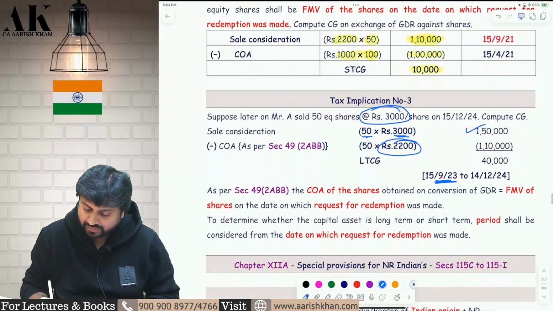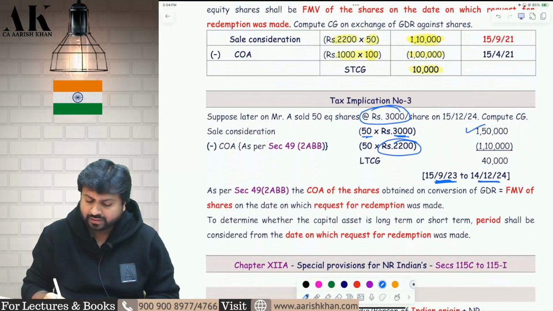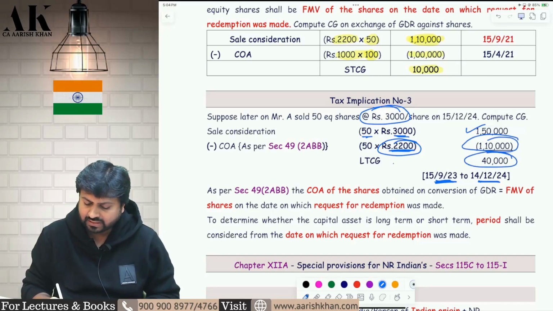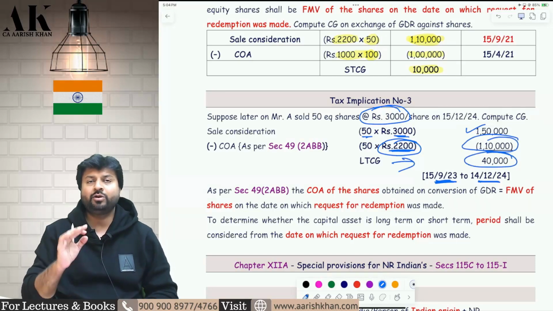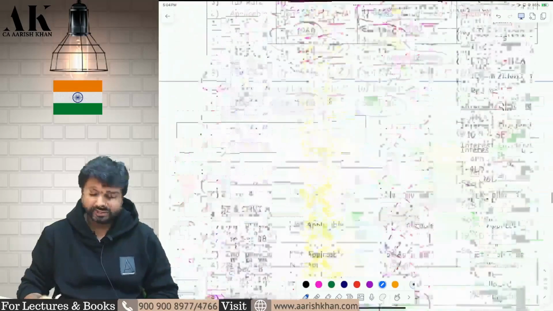The period of holding will be counted from 15th September till 1 day prior to the date of transfer, and the share value will also be 2,200, and therefore the differential amount will be long term or short term as the case may be. I hope it is clear to all of you. So this is the taxability of GDR.